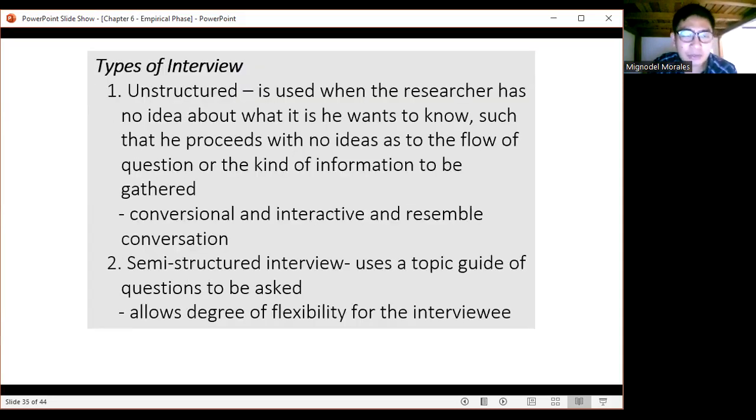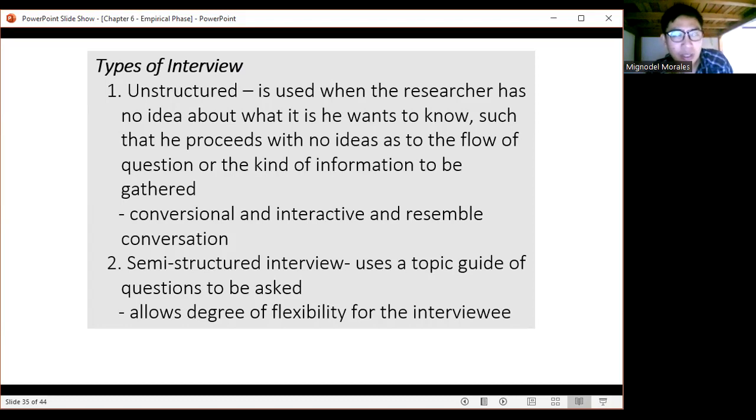So, these are types of interview. We have unstructured, we have semi-structured. Pag sabing unstructured, more on conversational. Wala kang sinusunod at dire-diretso, free-flowing. Para siyang nagkukwentuhan. Okay? That's unstructured. Ang disadvantage ng unstructured is baka hindi na natin na-achieve yung aim of the study mo, sa phenomenology.